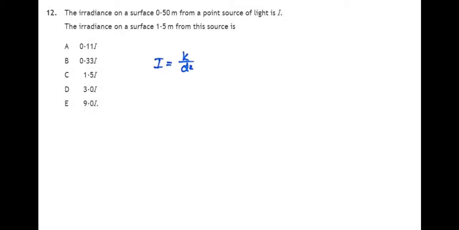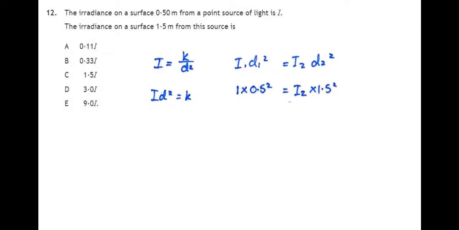Anyway, what that means is, if we rearrange that a little bit, is that the irradiance multiplied by the square of the distance from a point source is always equal to a constant. So we can write this formula like this: I1 D1 squared equals I2 D2 squared. So in this case, my initial irradiance is 1 I, and my distance is 0.5. So 1 times 0.5 squared on the left-hand side. On the right-hand side, my new distance is 1.5. So I2 times 1.5 squared.